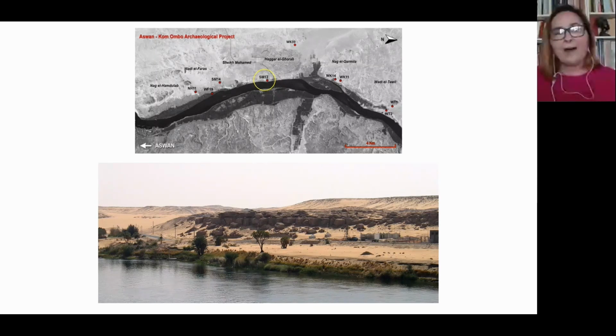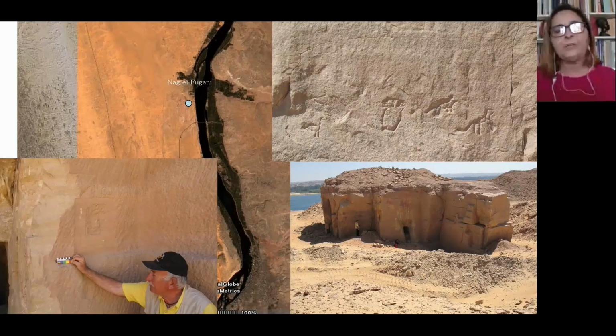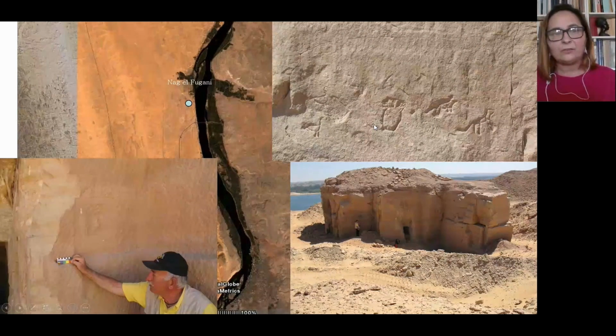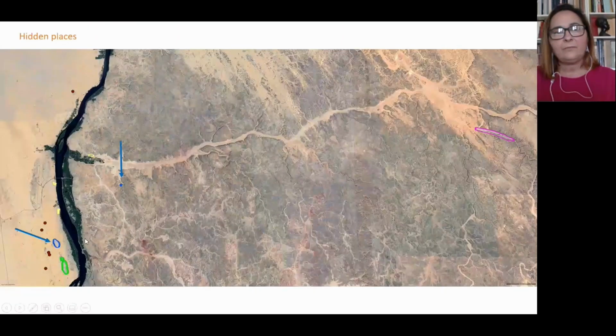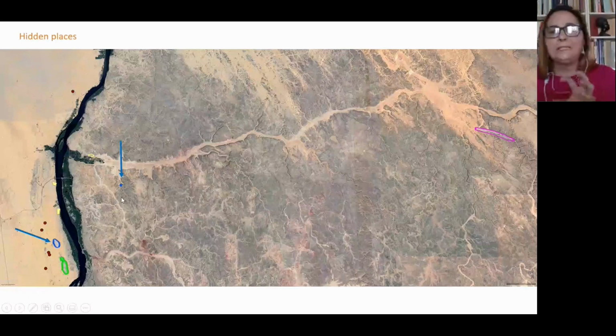Other rock art has been found in quarry areas. Most of these quarries are of later times, Ptolemaic, Roman, or even pharaonic periods. So not earlier, of course. And these are quarry marks of different types, different kinds, also some inscriptions. Then there are sites like these two that I'm highlighting here, which have been found in hidden places. So these are not landmarks where people could pass by, but specific, special places.